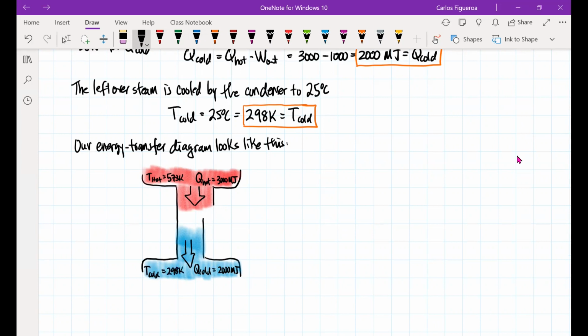And we know that our cold temperature here is 298 Kelvin. So when you look at this thing, here's what we're seeing. You're seeing that a piece of this is now going into work. And this should be about 1/3 of that. So now this is the work out, which is now equal to 1,000 megajoules. So you're seeing how the heat engine is looking something like that.